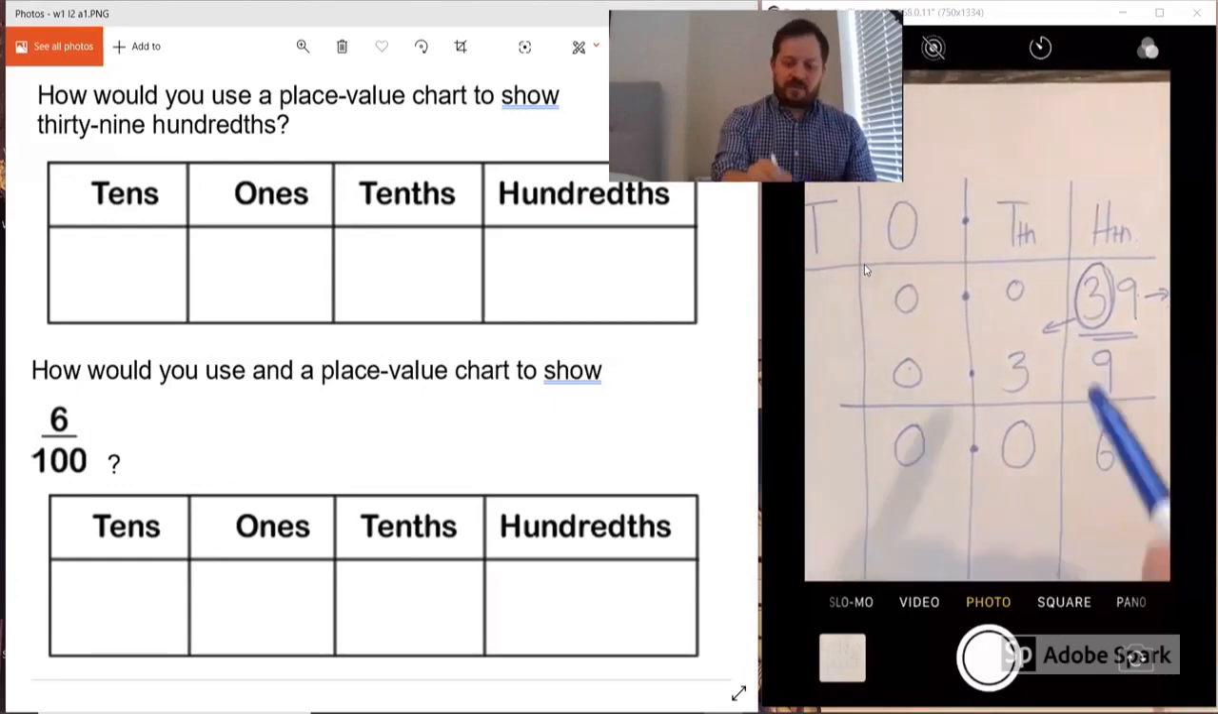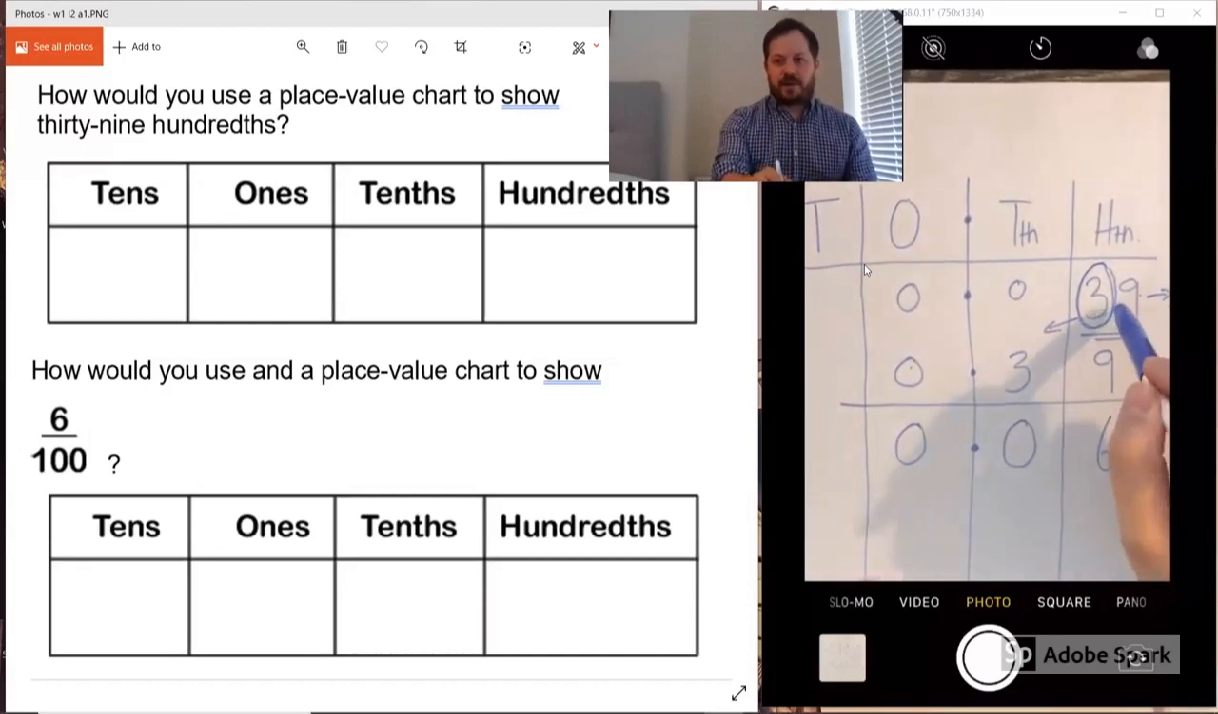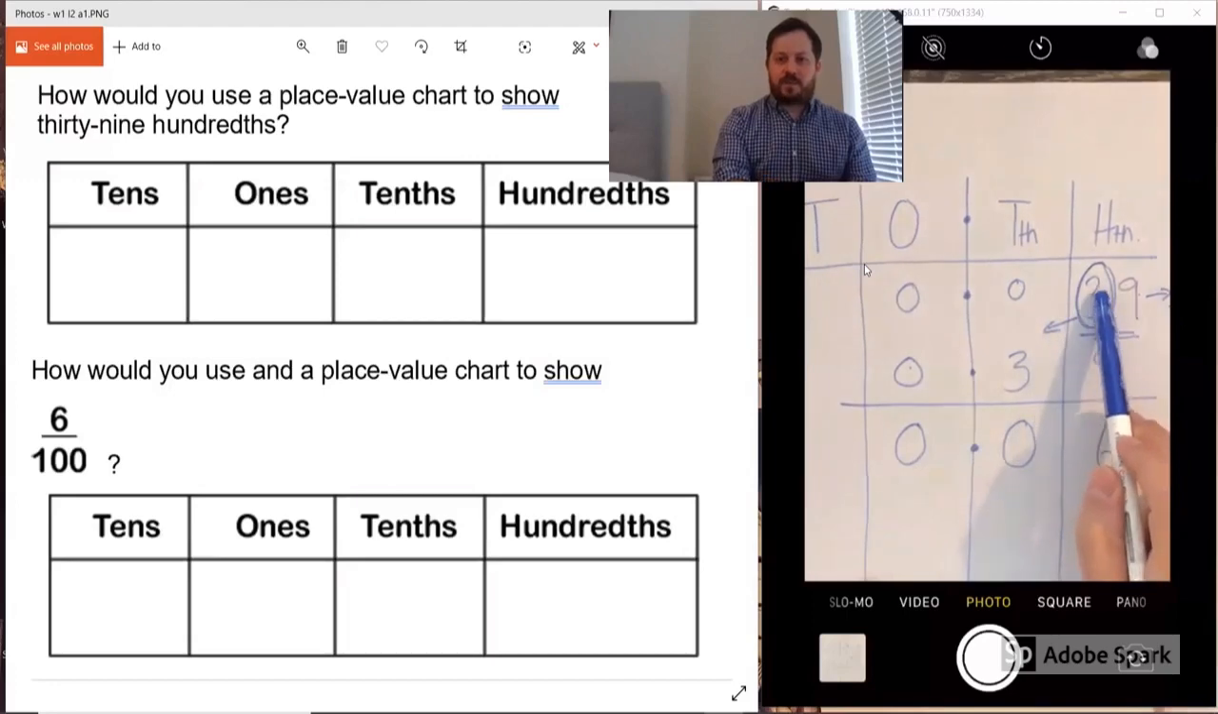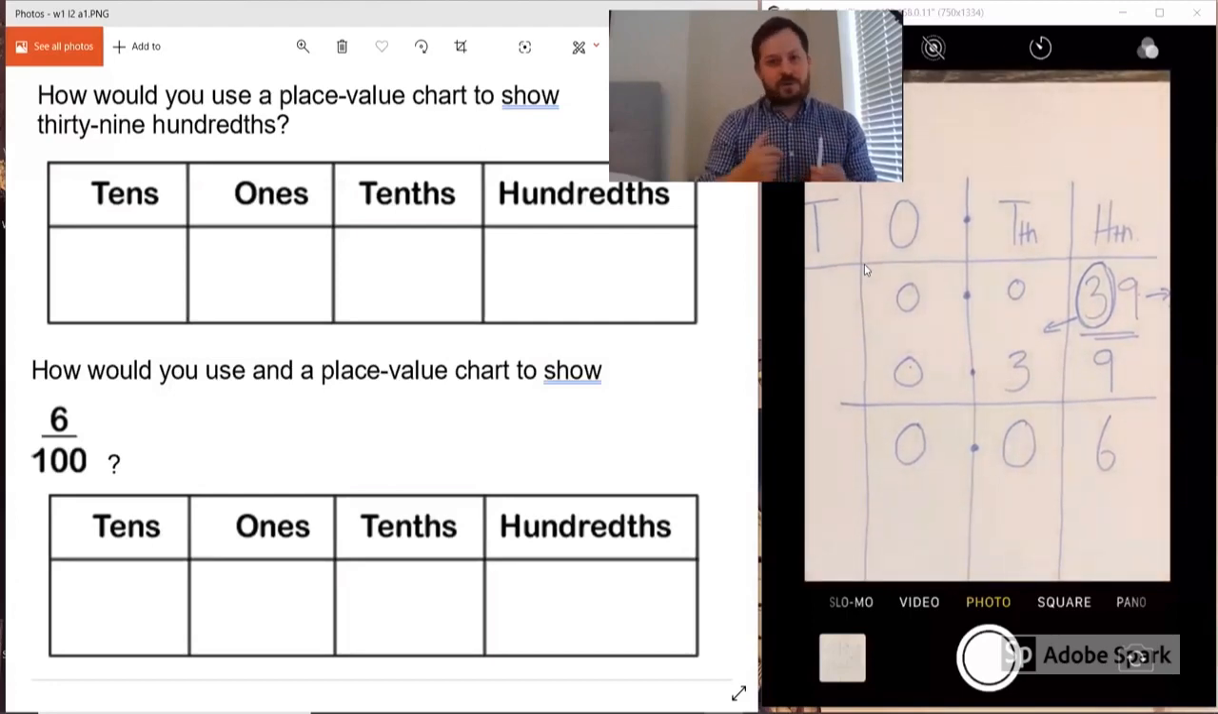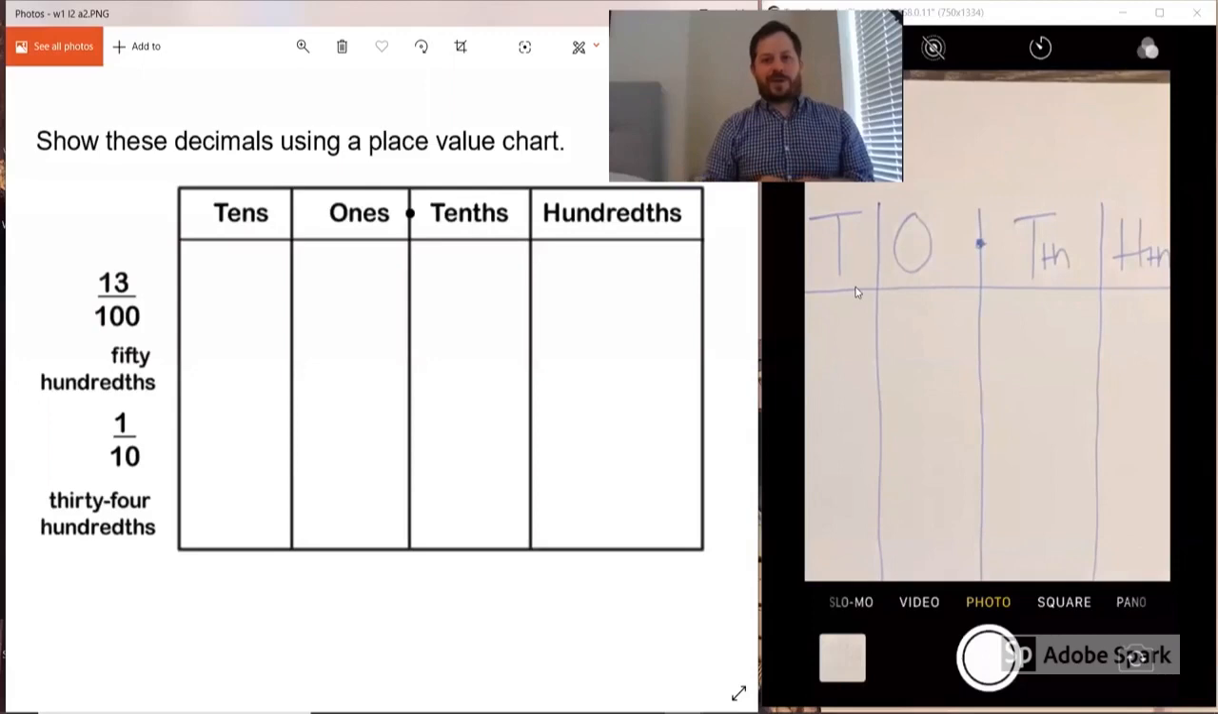So the thing to remember is, if you place it into the right column, you can always then move any of the numbers that you've got above 10 to the next column over, using the same idea as you do for addition and subtraction and multiplication. I hope that helps you with that particular misconception. Okay, so on to the next task.